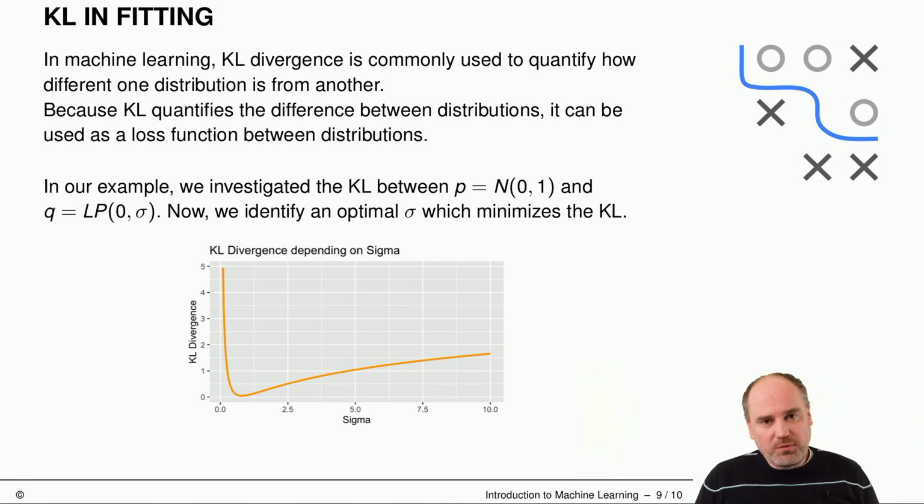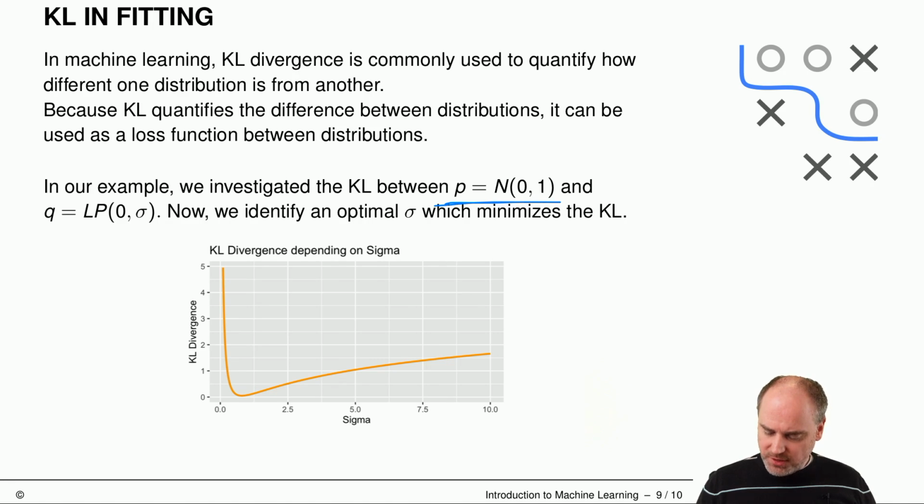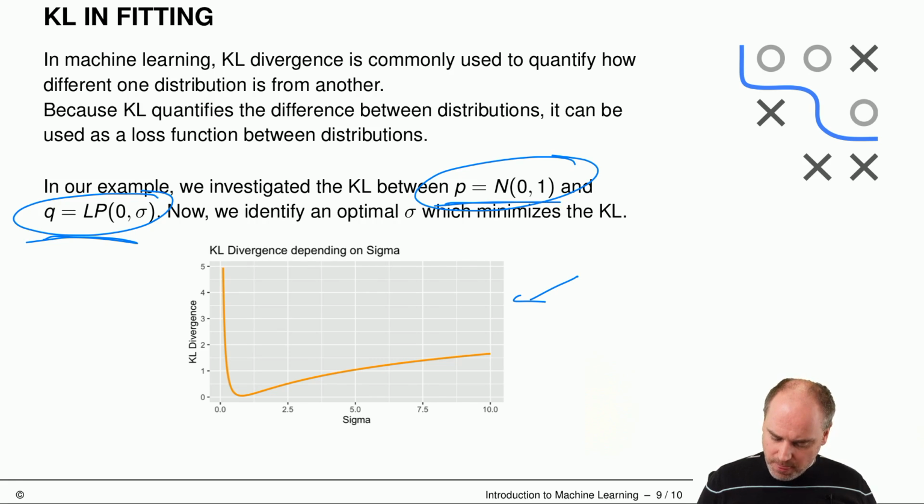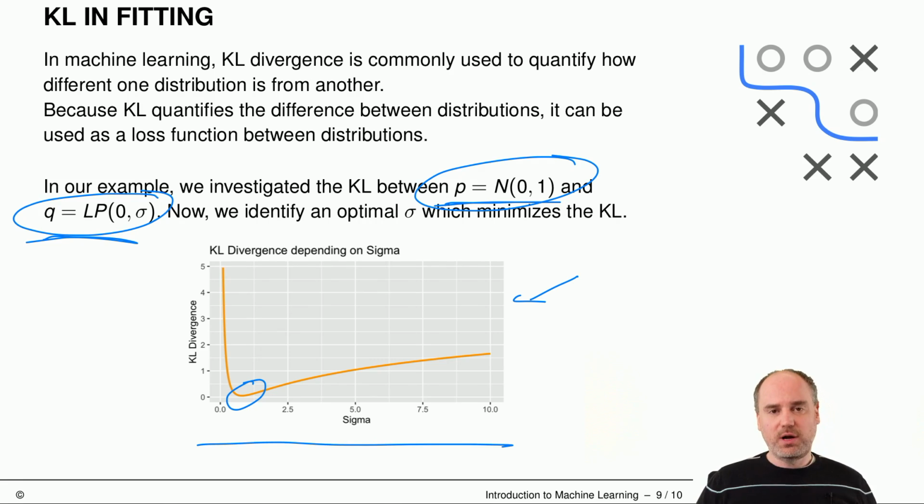What we very often want to do in machine learning and statistics is quantify how different one distribution is from another. And we can now use KL divergence as the difference between distributions and use it as a loss function. So in our example, we have investigated p equal to a standard Gaussian. Let's assume that our data comes from that, and for some weird reason we want to approximate that only with a zero-mean Laplacian, which has this parameter sigma. And I can now plot the KL divergence depending on sigma between all of these Laplacian distributions and my standard Gaussian. I get a curve like this, and I can identify where I have the minimum, and use that as the best fit, so to speak.